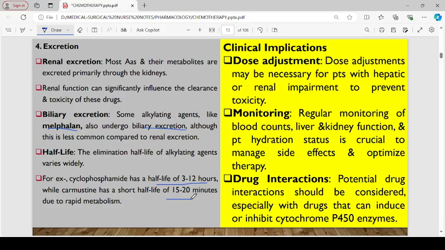All right. So, what are the clinical implications of alkylating agents based on the pharmacokinetics that we have looked at? We need dose adjustment, which may be necessary for patients who have both liver and kidney impairment due to the toxicity. We also need to carry out regular monitoring of blood counts, liver, kidney function, and also ensure that our patient hydration status is in check, all right, so that we can manage the side effects and optimize therapy.